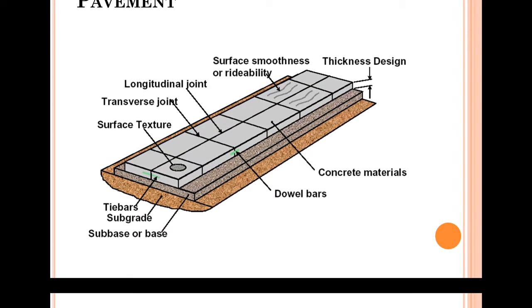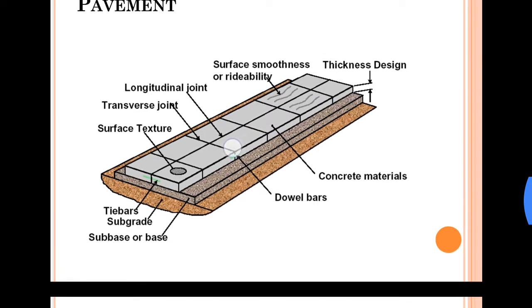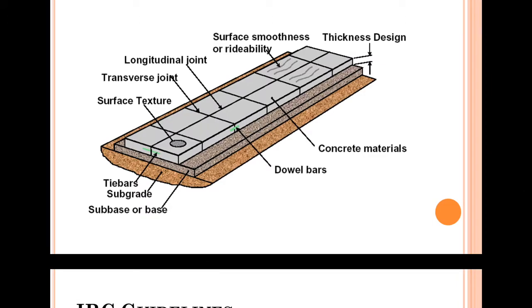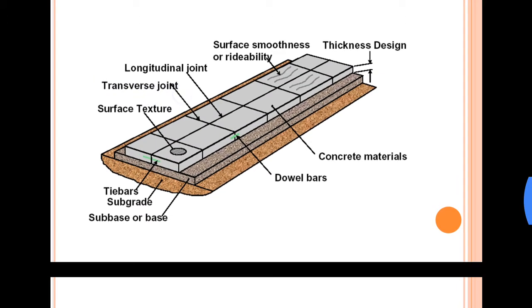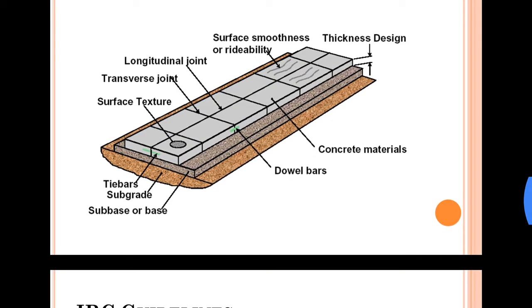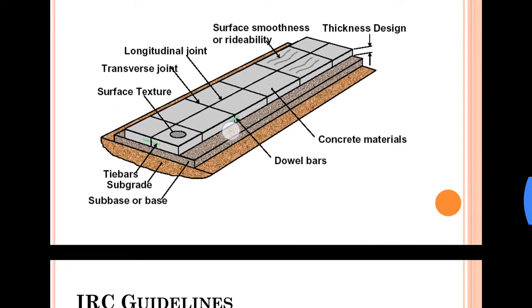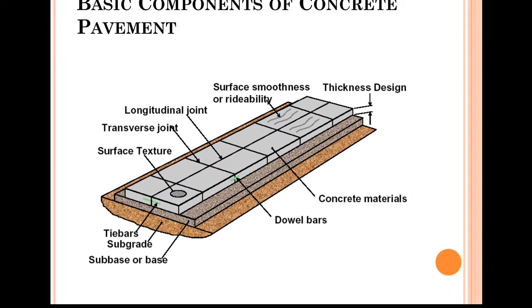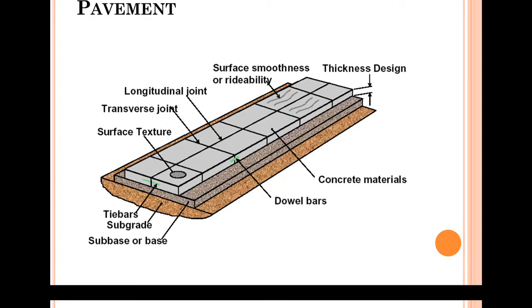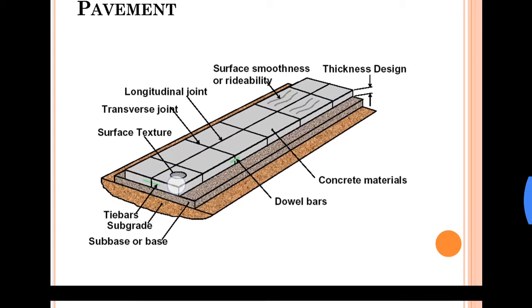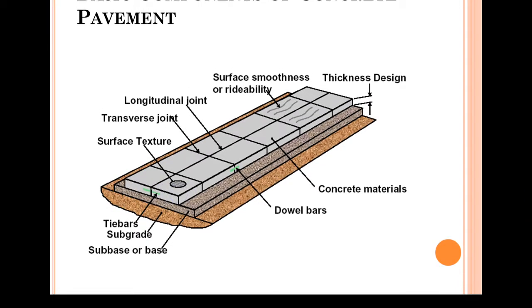Then, in order to connect two slabs of concrete along the longitudinal direction or along the transverse joint, we have dowel bars. These dowel bars are reinforced steel bars. These are mild steel bars which are used to connect in the longitudinal direction, and then we have tie bars to connect any two slabs in the transverse direction.